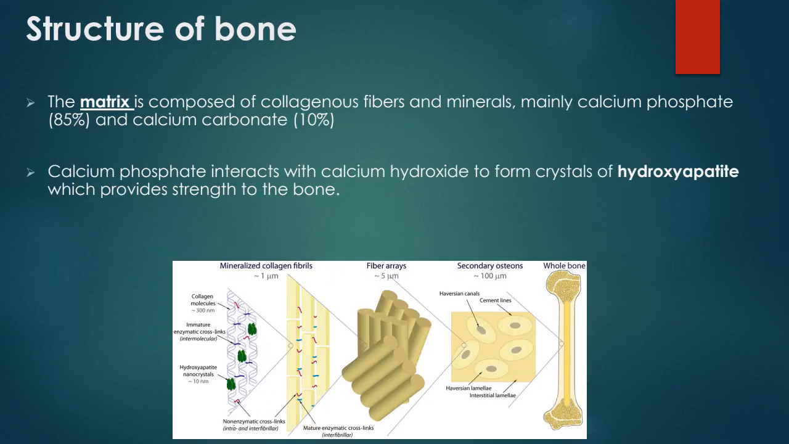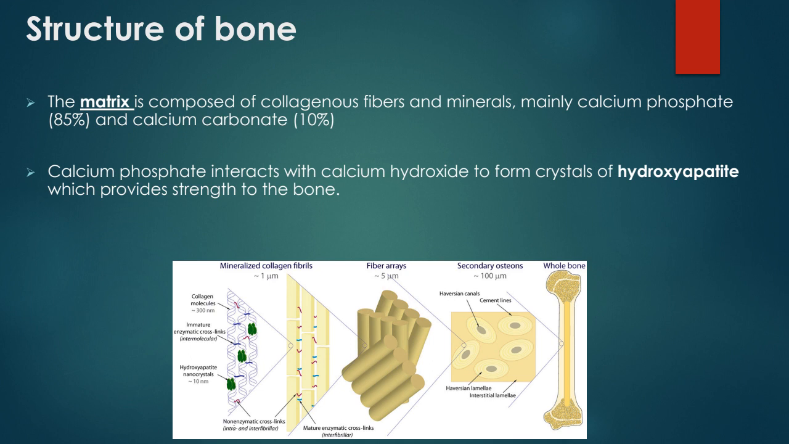Okay, so what is the structure of bone? The matrix itself is mostly fibrous and contains minerals, and the mineral content is mainly calcium phosphate, making up about 85% of the mineral content. We also have calcium hydroxide and about 10% calcium carbonate. When the calcium phosphate interacts with the calcium hydroxide, a new crystal is formed called hydroxyapatite. Hydroxyapatite is a very solid structure, and it provides the strength of the bone.